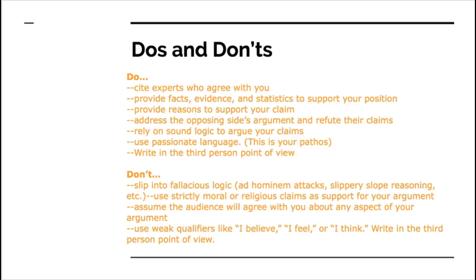I'm sure some of you have just gone, what? But this is an academic writing class and we stay in the third person point of view. Here's some things to not do. Don't slip into fallacious logic. We have a lesson coming up on fallacies. Some examples of fallacies that you may be familiar with are ad hominem attacks and slippery slope reasoning.